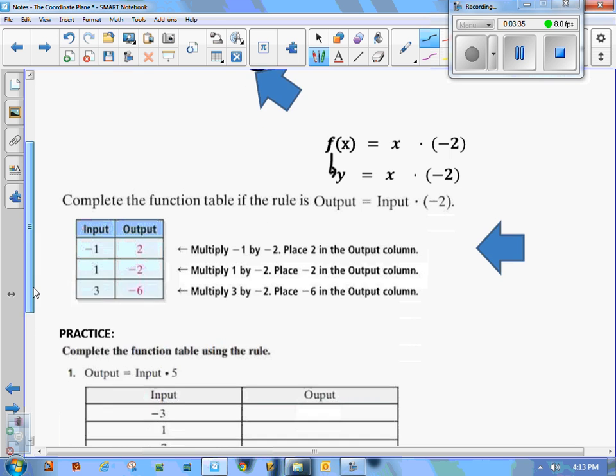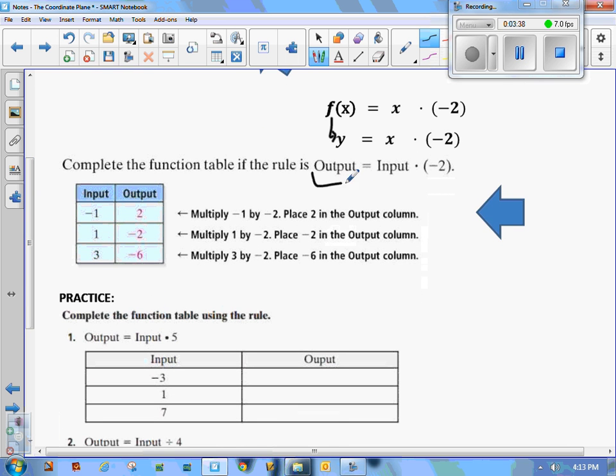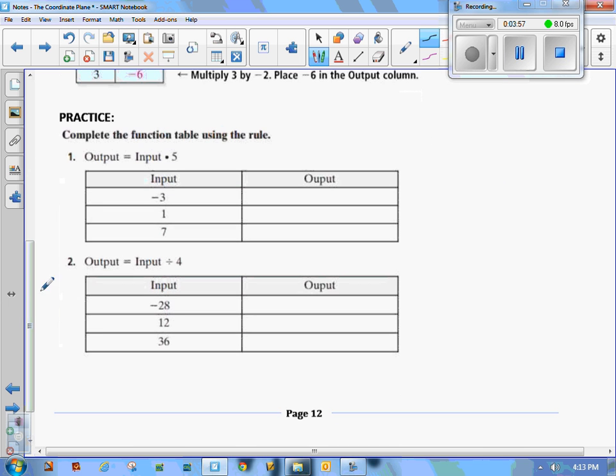So they completed the table below here following this rule right here. So whatever they input, -1, they took it times a -2, and they got our output. And that output is our f of x, or our y. And they continued that pattern to complete the table. So we're going to do that right here. Remember, our input is our x and our output is our y, or we can also call it the function of x. We have our output, which is the function of x, equals input times 5.